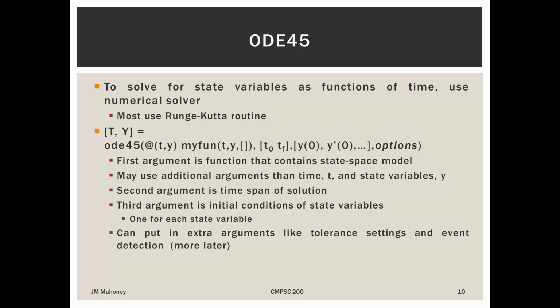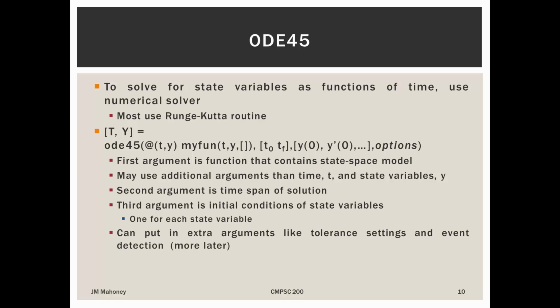And then the fourth argument is different options that we can feed ODE45 to change the tolerance settings or some other things about it, and we'll get into that a little bit later. But the crucial things here are going to be the first argument we give it, which is what function we're going to be using, the second is the time span we're going to be evaluating at, and the third is going to be our initial conditions.